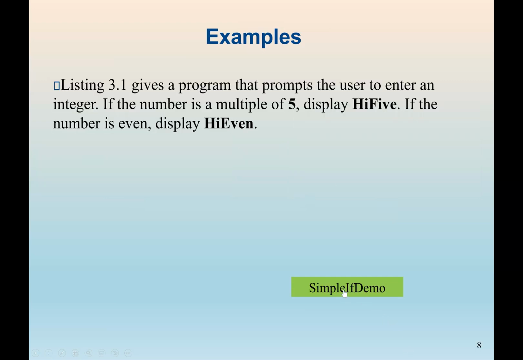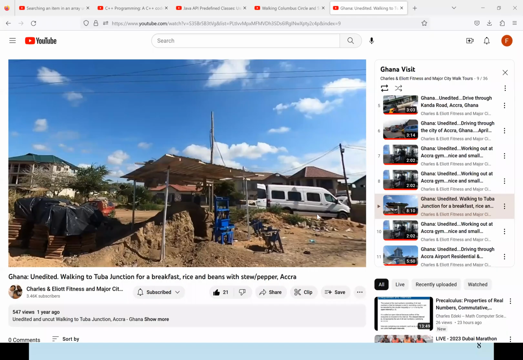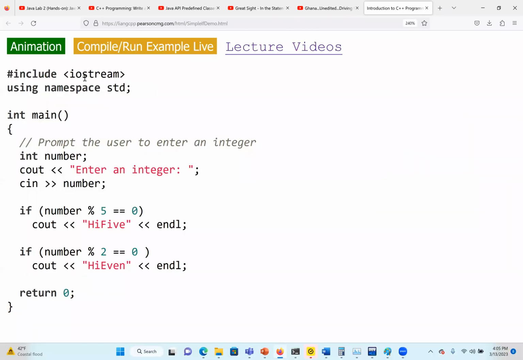So let's see an example here. Again, we include our iostream, the input-output stream, using namespace std, which is the standard library. We have our main function. The first thing we need is our input. We declare a variable named number, and we ask the user to enter an integer, because our variable is int, a whole number. So the user entered the number.